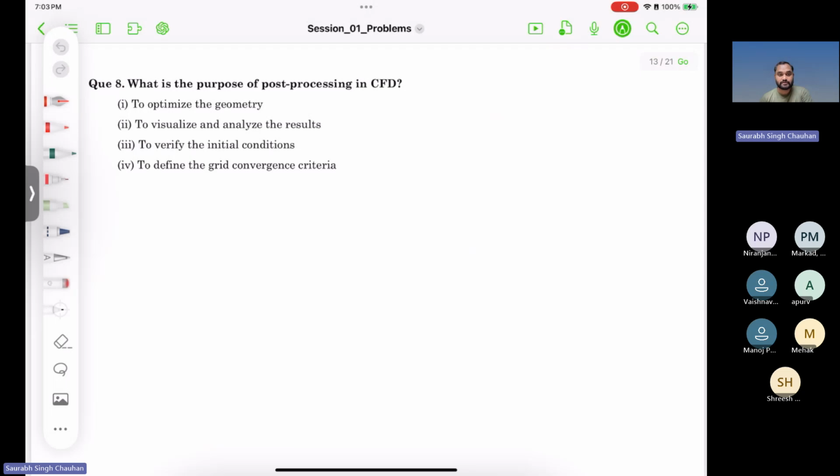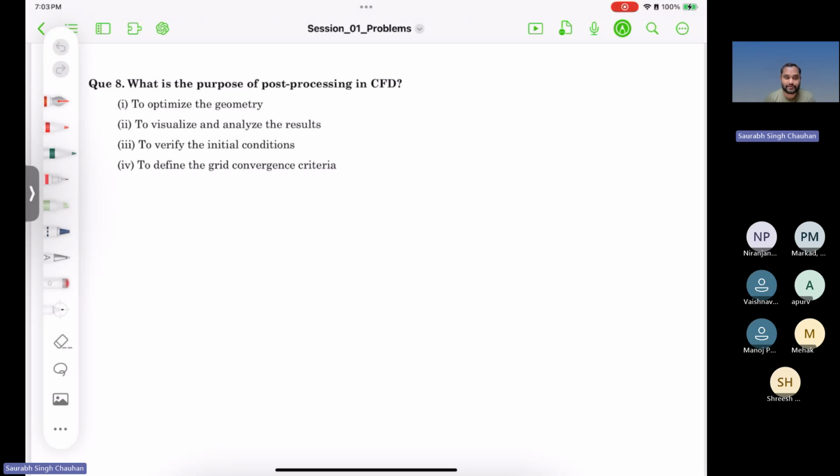So question number 8 says, what is the purpose of post processing in CFD? We discussed there are 3 steps mainly. One is pre-processing. In pre-processing, we define the geometry, we discretize, we make the mesh, we tell the initial conditions, we tell the fluid properties or material properties, right? Then there is the solver. Within the solver, we apply some models, and we tell the governing equations. We track the convergence and other things. And finally, when you get the results, then we do post processing.